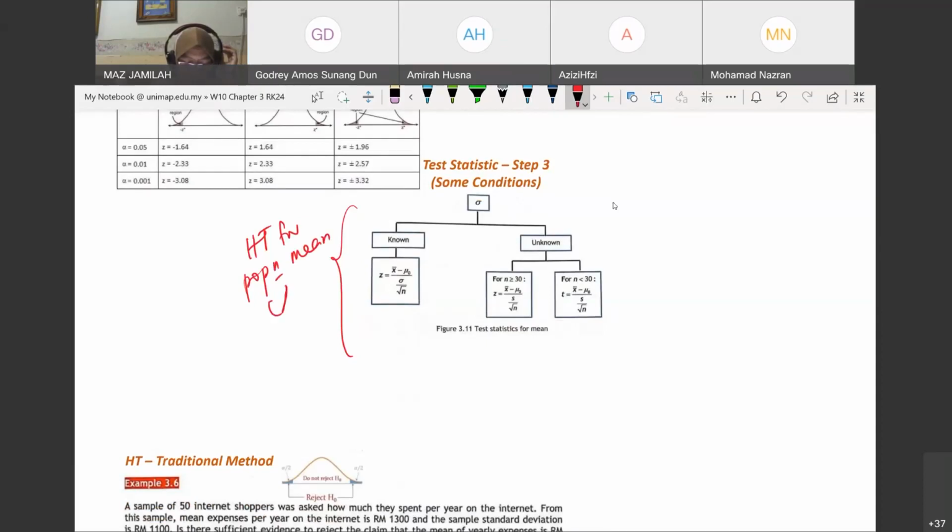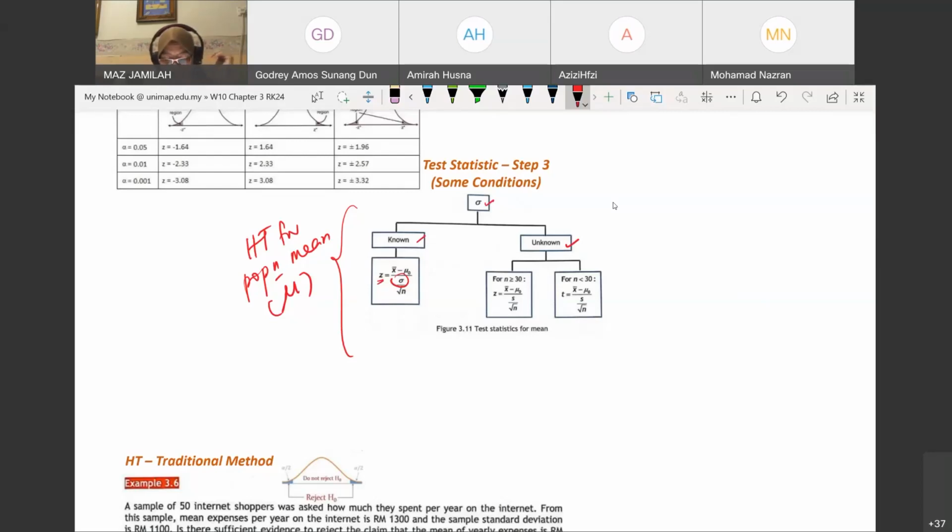Okay, that will be your mean. Why? Because there will be conditions where your sigma is known or unknown. If it is known, then you are using your population standard deviation in your calculation of your test statistic. Okay, your test statistic is your Z.